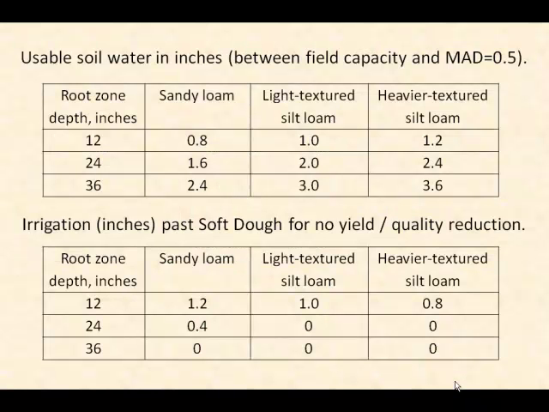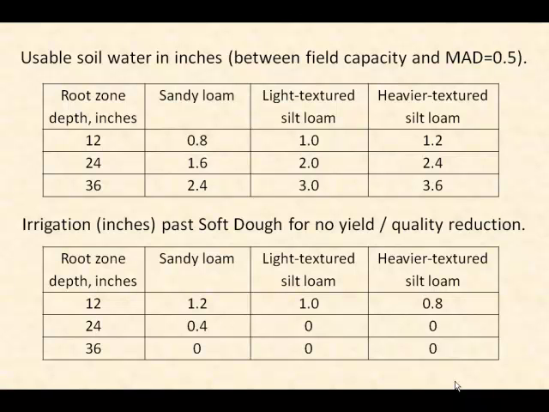Okay, just another way of summarizing: for different soil textures and different root zone depths, the water held on a light textured silt loam soil is about 2 inches available that could be used by the plant if you had a 24-inch root zone. You've got 2.4 inches if you've got a heavier textured silt loam, 1.6 to 1.7 on a sandy loam. So the bottom line down here is how much irrigation water do we need to apply after soft dough for each one of these textures and each one of these depths.